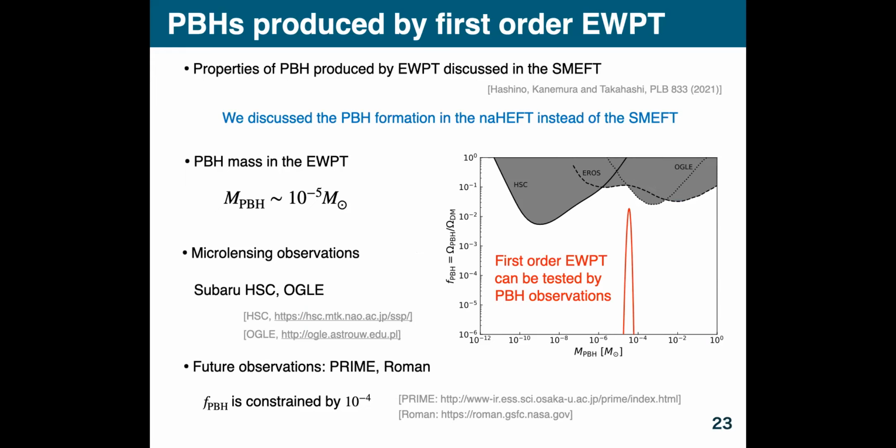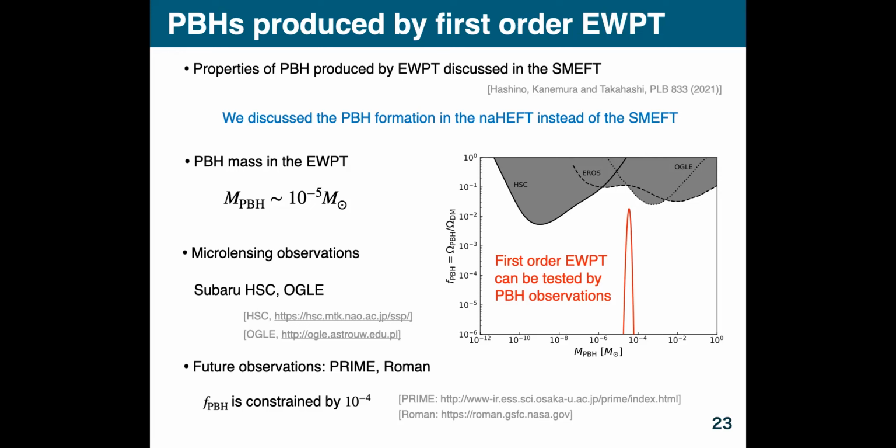The properties of PBHs produced by the first order electroweak phase transition have already been discussed within the framework of the SMEFT. However, as I explained, the SMEFT may not be appropriate when we discuss a strongly first order electroweak phase transition. Therefore, in this talk, we discuss PBH formation in the nearly aligned EFT instead of the SMEFT. And the typical mass of the PBH produced by the electroweak phase transition is around this value.